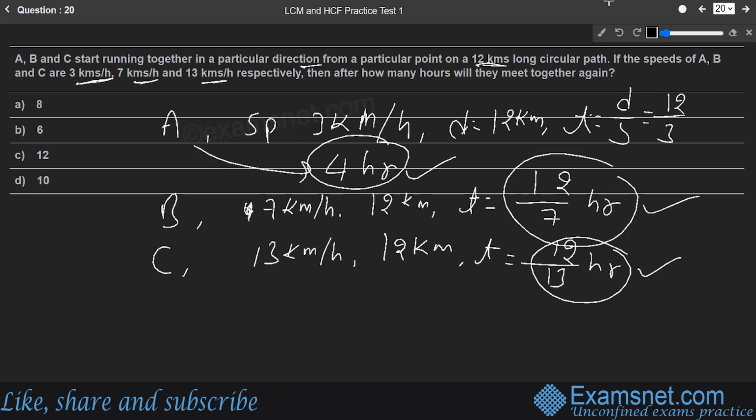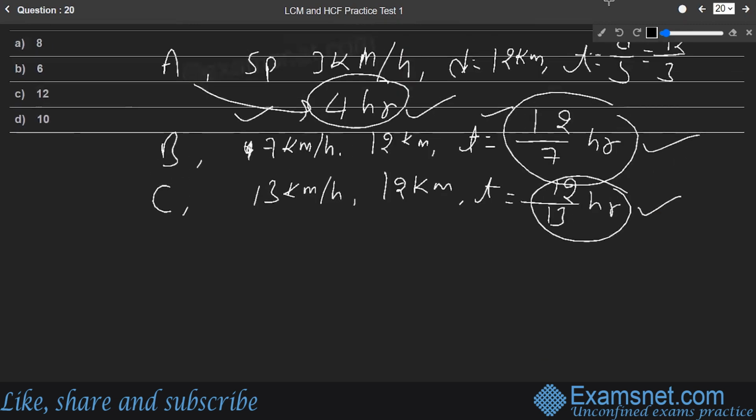So we need to know when the next time they're going to meet. So obviously, we are supposed to find out the least common multiple. We need to know the time when they will meet again together. So we need to find out the LCM of the hours. Let us find the LCM of 4 by 1, 12 by 7, and 12 by 13.